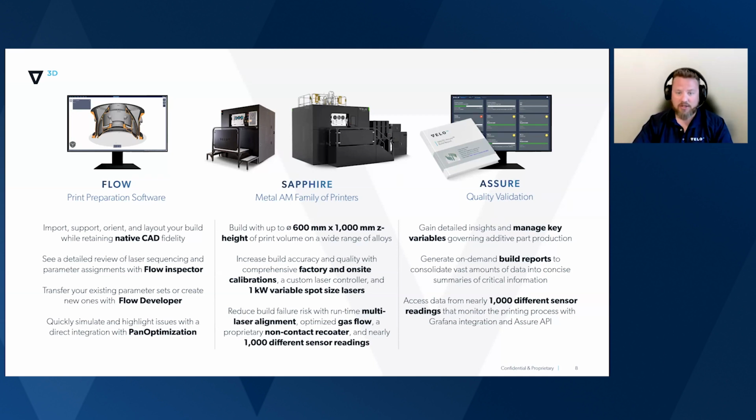The Sapphire family consists of many different configurations of the Sapphire printer, but the largest capable is a 600 millimeter by 1 meter tall high print volume. Each machine will come standard with factory and on-site calibration. So we're really pushing for machine matching across the fleet, and each is equipped with 1 kilowatt variable spot size lasers. So a nice wide process window, or a nice wide capability to accept many different processes.